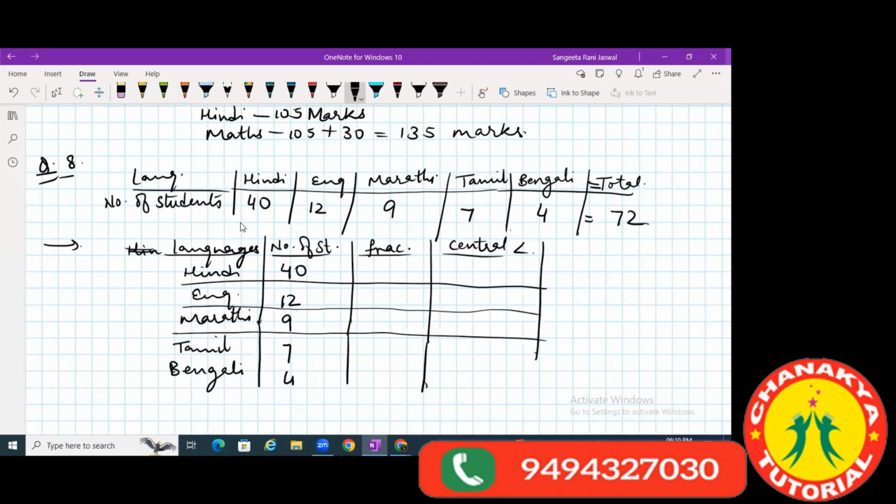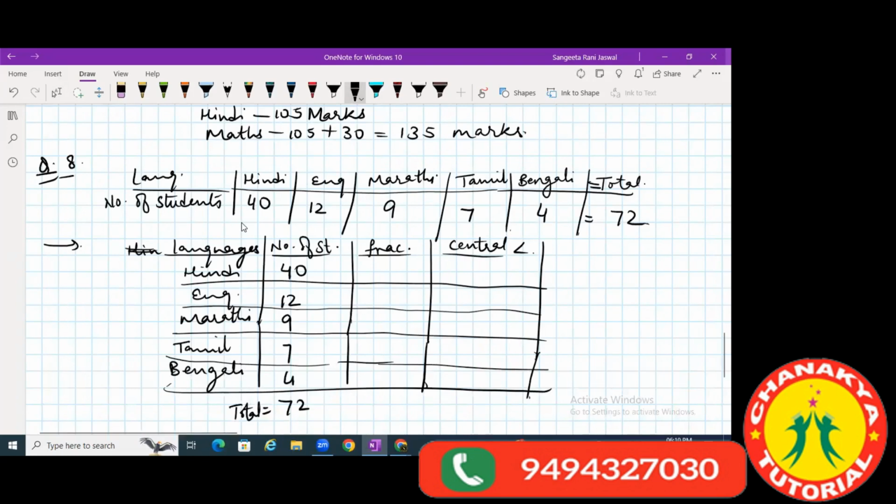So let's find the fraction first. Whenever you are finding the fraction, you always need to have the total. So the total is 72. So the first fraction is 40 by 72. Yes, out of a total of 72 people, 40 can speak Hindi. So that's 40 by 72. Okay. If you want to, we'll be multiplying by 360 here. So let's reduce it to simple form. If I reduce it to simple form, what will it be? By 9. Please find the fractions yourself, children.